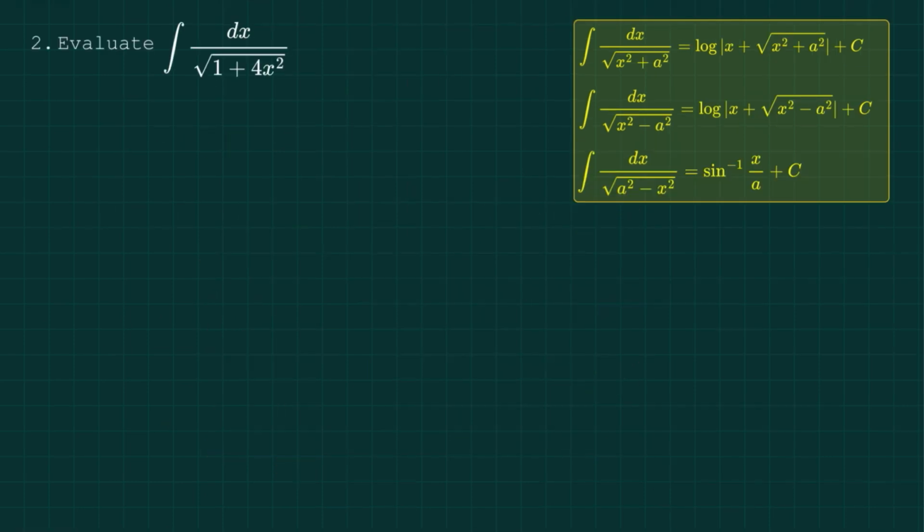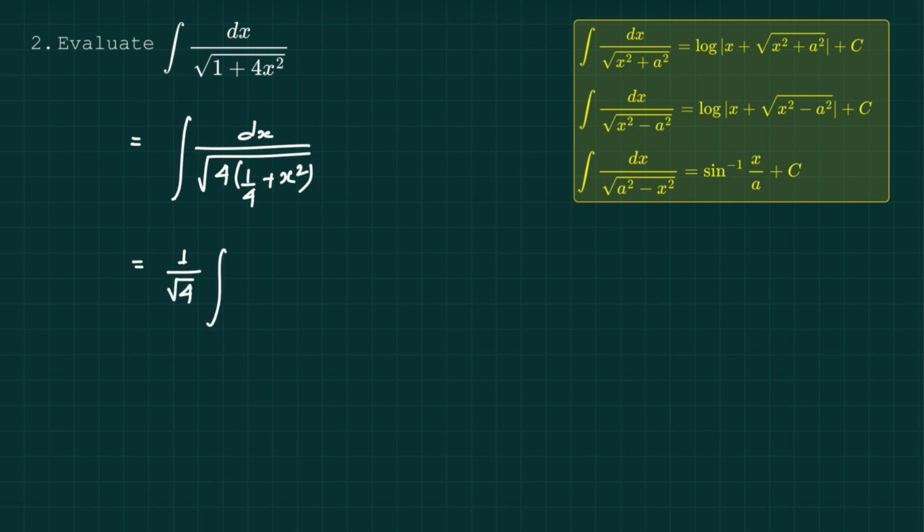Question 2. Integration of dx over the square root of 1 plus 4x squared. First let us take 4 common from the denominator, then we will have dx over the square root of 4 common, then 1 by 4 plus x squared. Taking out the square root of 4 as a constant, dx over the square root of (1 over 4, which is 1 by 2) whole squared plus x squared.